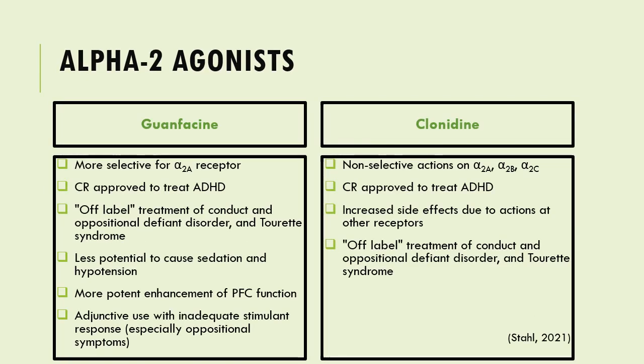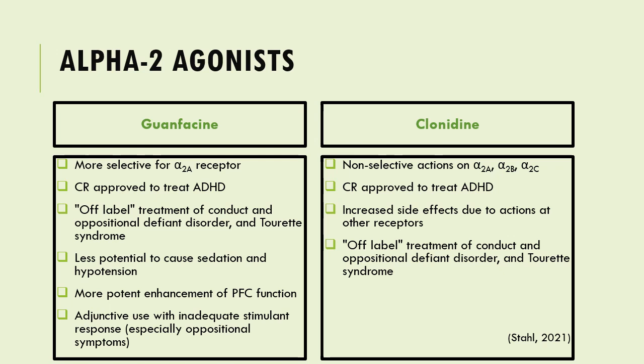Guanfacine and clonidine are very similar in their actions, but guanfacine is more selective for the alpha-2A receptors, whereas clonidine is non-selective on alpha-2A, B, and C receptors. Both controlled release formulations are approved to treat ADHD, and both have off-label uses to treat conduct and oppositional defiant disorder, as well as Tourette syndrome.